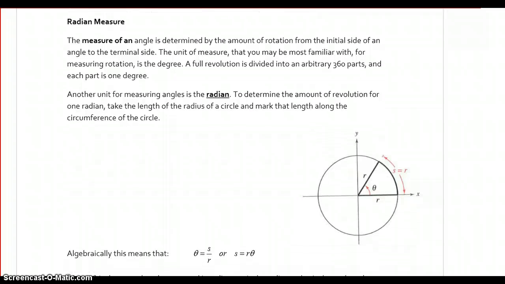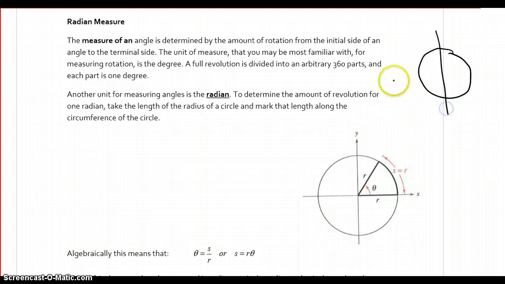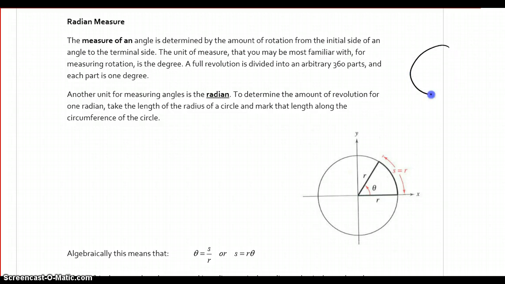All right, so moving on to radian measure. Hopefully you've made some good discoveries from the activity that we did in class. The measure of an angle is determined by the amount of rotation from the initial side of an angle to the terminal side. So I like to draw my angles in a circle sometimes. If I have this ray over here, and I rotate from the initial side to the terminal side, this angle of rotation is the measure of the angle.